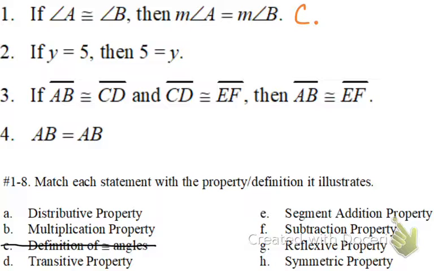Number 2, if y equals 5, then 5 equals y. If you switch sides on an equation, then that's the symmetric property that allows you to do that.